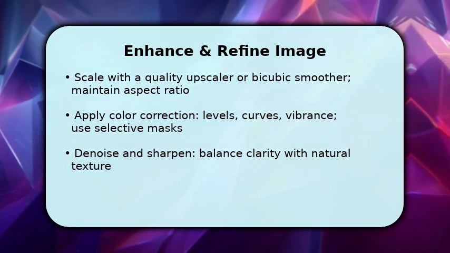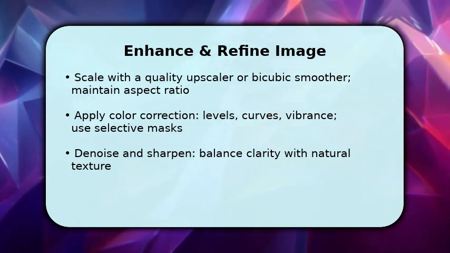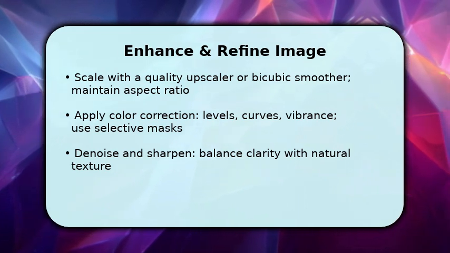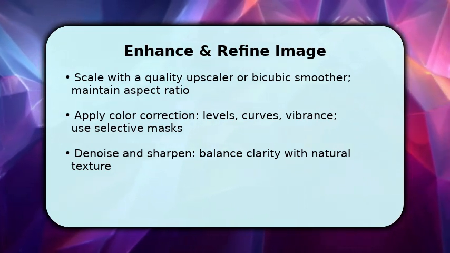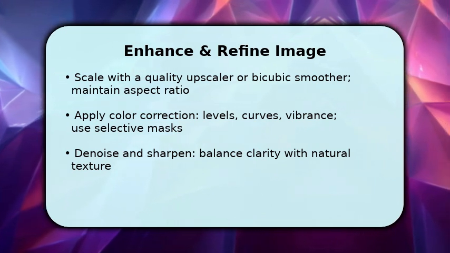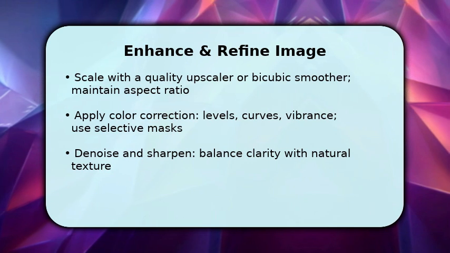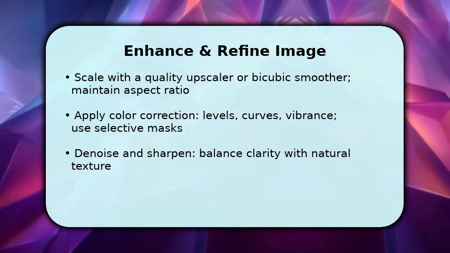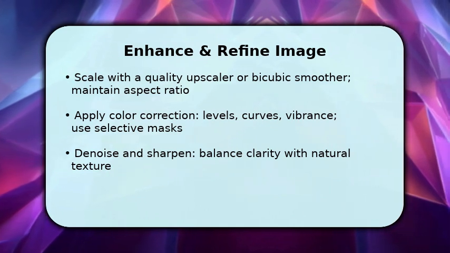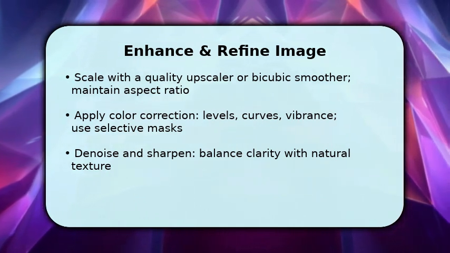Then perform color correction. Adjust levels, curves, and vibrance, so tones look natural on your display. Use selective masks for local fixes. After colors, denoise conservatively to remove compression grain, then apply targeted sharpening to enhance detail without creating halos. Make sure to preview at 100% and toggle changes to confirm improvements.